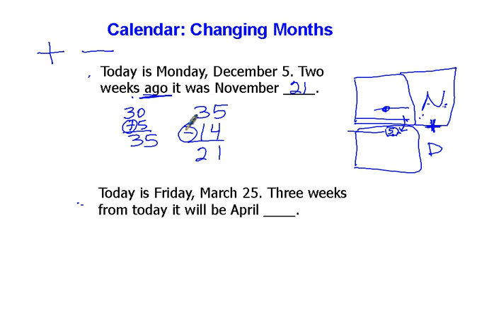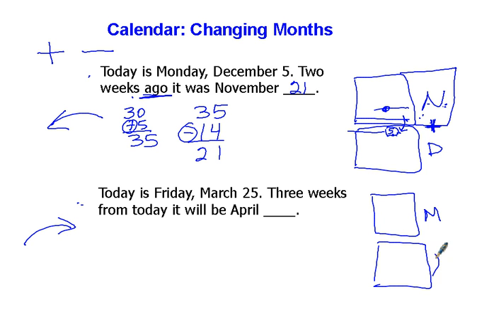Now that's going backwards. This is going back in time. What about a problem that goes forward in time? Today is Friday, March 25th. 3 weeks from today, it will be April what? So I've got 2 months. I've got March here, and I've got April here. I'm starting on March 25th. Let's say that's about right in here somewhere.